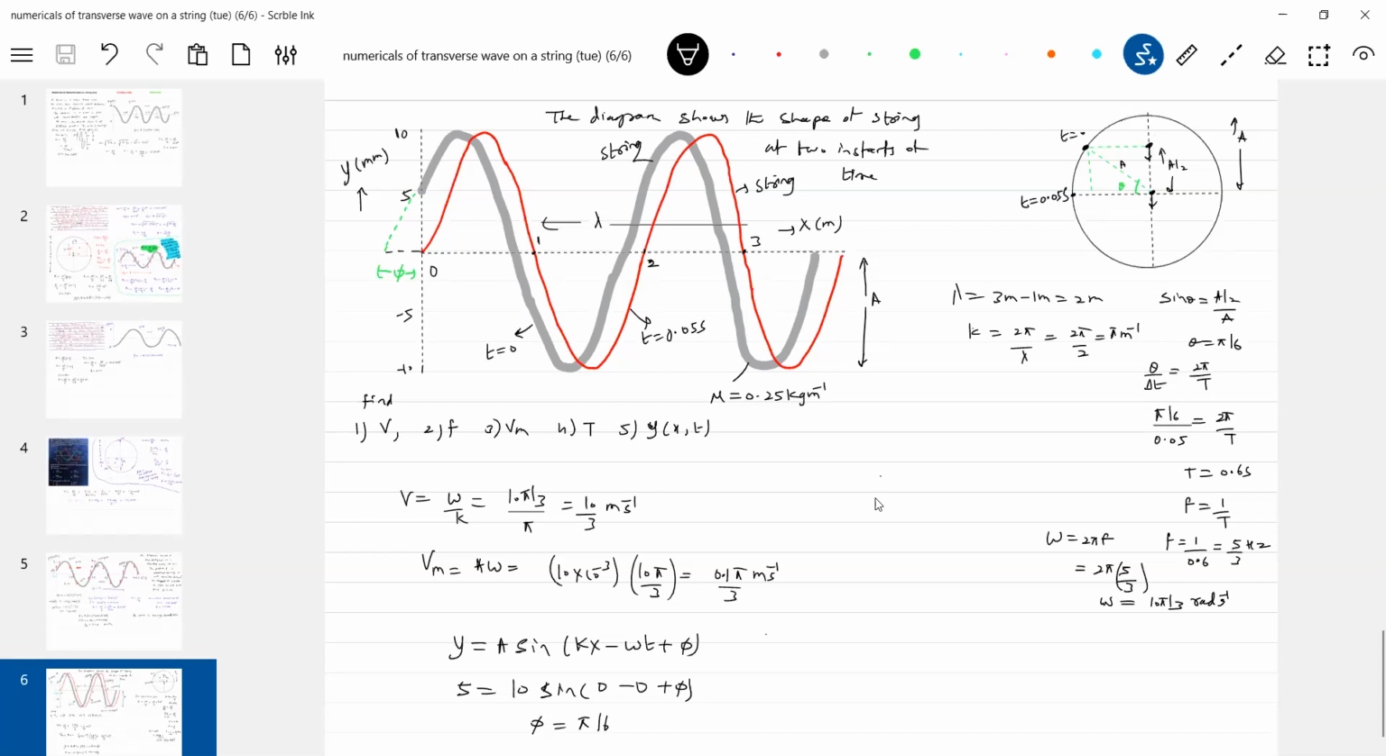Determine the tension is asking how to bring the tension in the string. We know v equals root of T by mu, so T equals v square mu. All the answers I'll round up. There's the frequency. There's the wave speed. Next, there's the time period. Maximum speed. Next, the wave equation. Next is asking the tension. So the tension will be this much here.